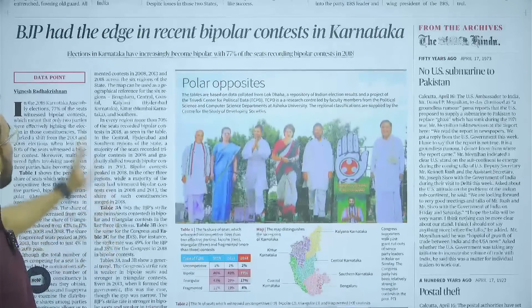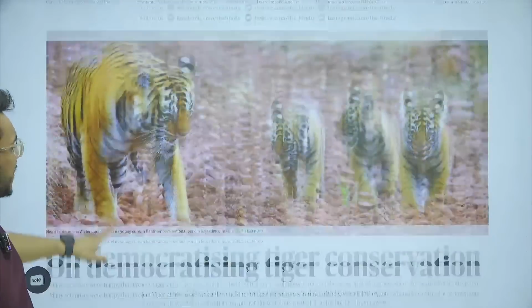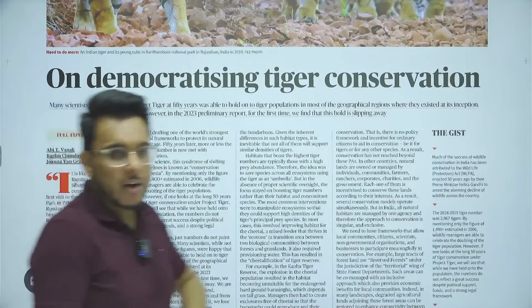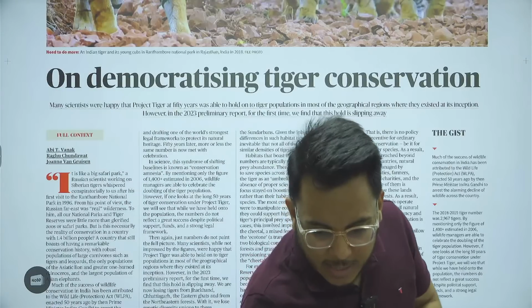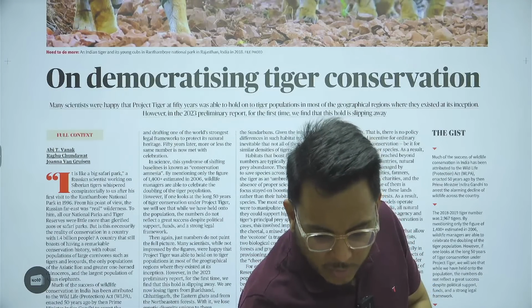Then, guys, further moving on, BJP had the edge in recent bipolar elections in Karnataka. Then, on democratizing tiger conservation. Now this particular article, guys, we will see with respect to the examination, and the article contains some very good references, so we will take it.